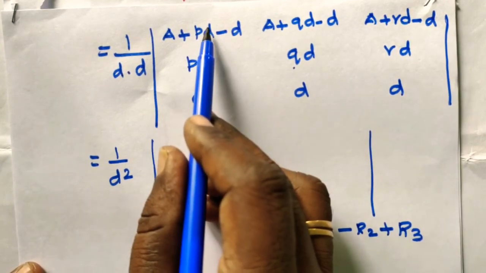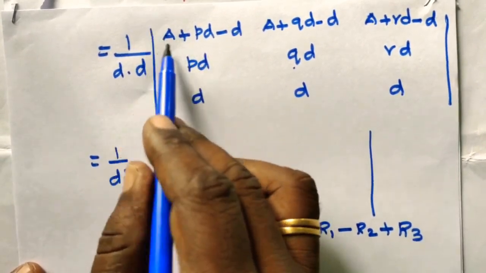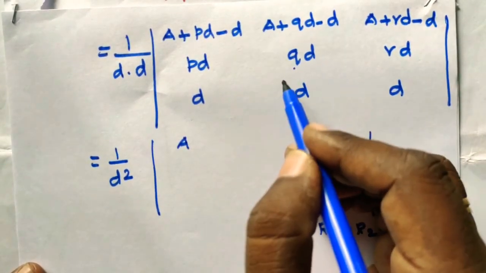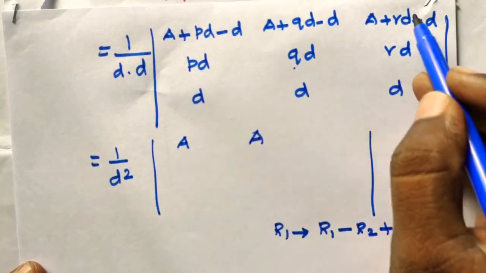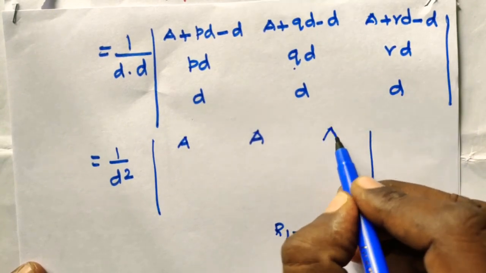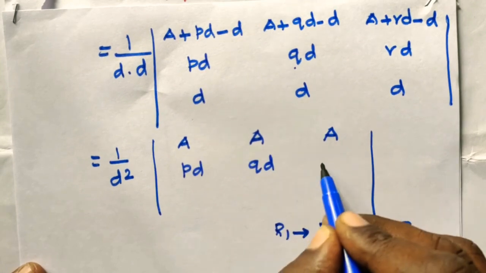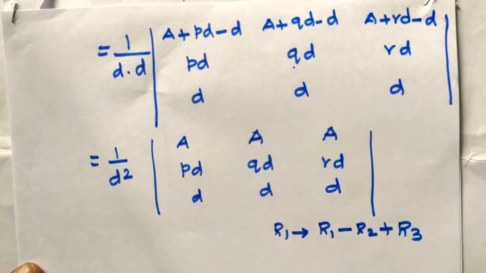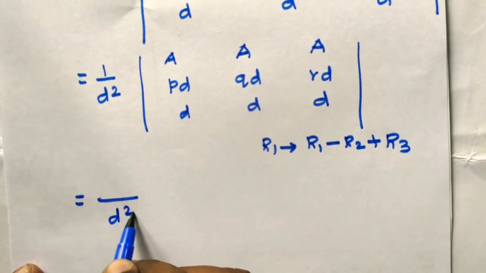So if you subtract this, pd, pd get cancelled. If you add this, minus d plus d get cancelled, remaining a. Similarly, qd minus qd get cancelled, minus d plus d get cancelled, remaining a. rd minus rd get cancelled, minus d plus d get cancelled, remaining a. Second row as usual pd, qd, rd, third row d, d, d, which is equal to 1 divided by d square.